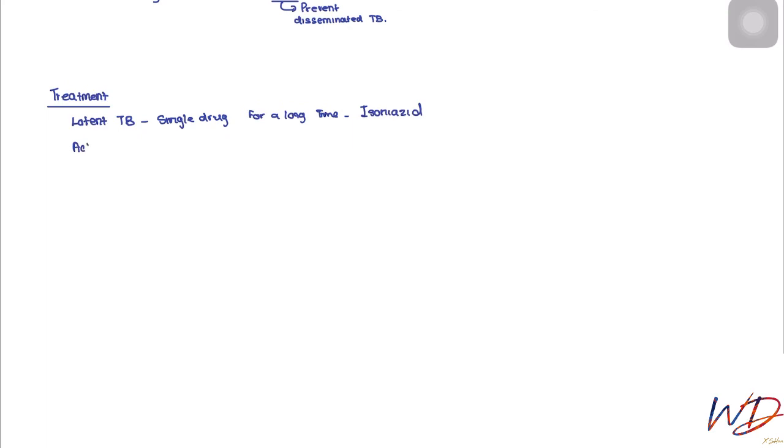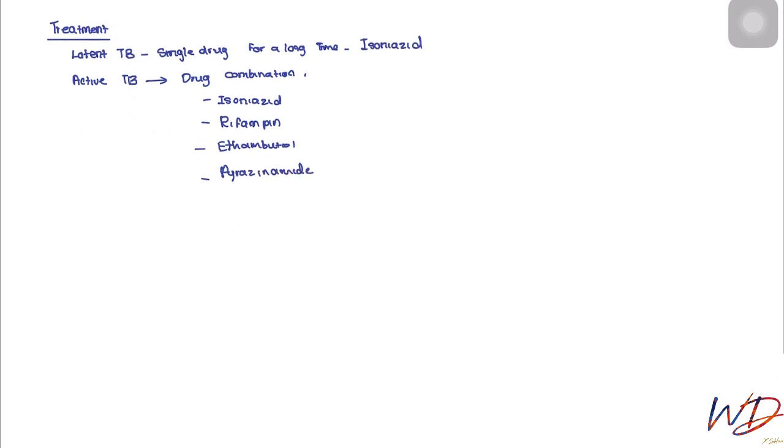For an active TB infection, it's a drug combination. So what are the drugs we give? It's also for a long time, but the drugs we give are isoniazid, rifampin, ethambutol, pyrazinamide. So within weeks, these patients are non-infectious.